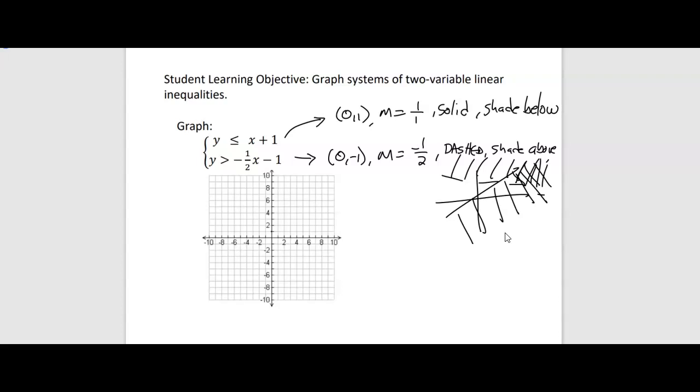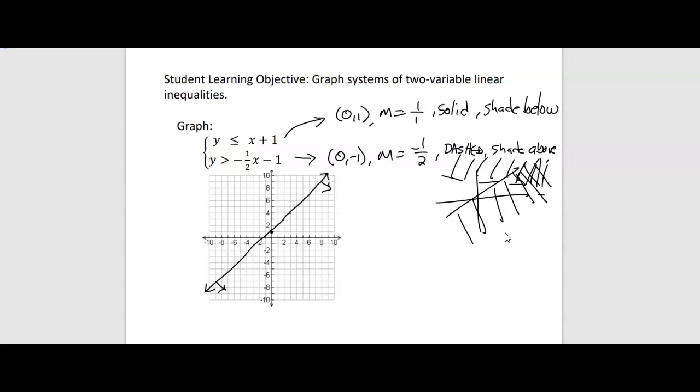So (0, 1). The slope is up 1, right 1, up 1, right 1, etc. This is a solid line. And it's shaded below, so I'm just going to do an arrow indication of which way the shading is.